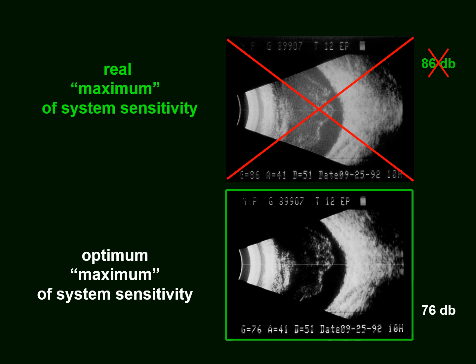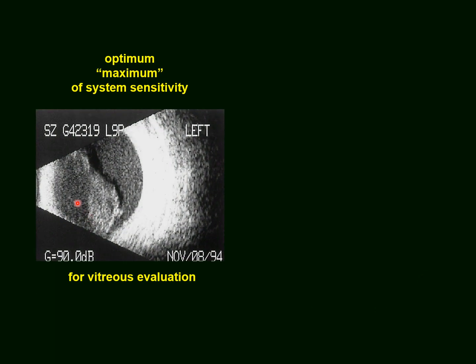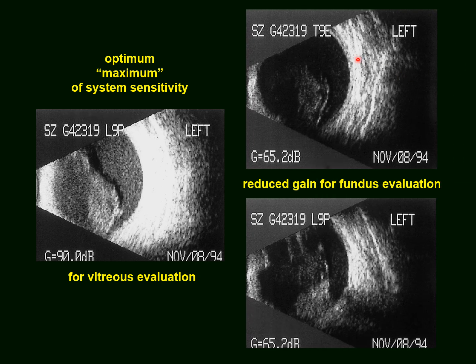But we always start the examination with the optimum maximum system sensitivity, evaluating the vitreous cavity first. And here is such a case with a dense vitreous and subvitreal hemorrhage, beautifully displayed here with the optimum maximum system sensitivity. But one has to reduce system sensitivity in order to see other areas better, like here the fundus, or the fact that the hemorrhage starts here in the macular area of this eye.